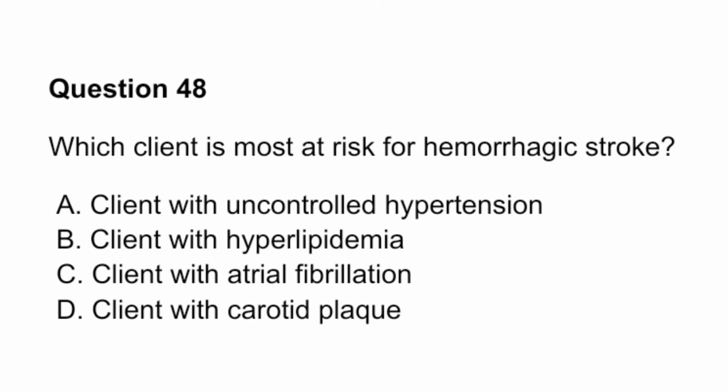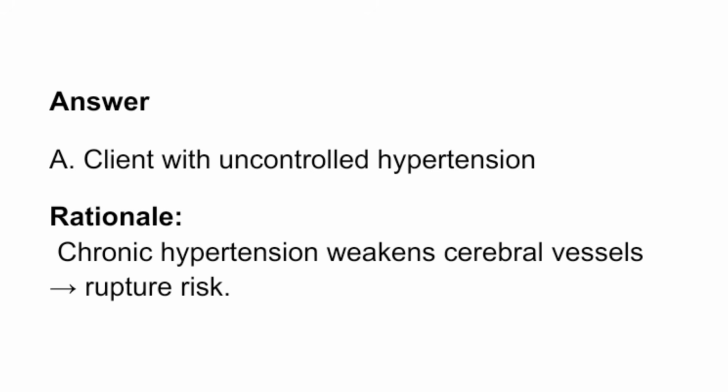Question 48. Which client is most at risk for hemorrhagic stroke? A. Client with uncontrolled hypertension. B. Client with hyperlipidemia. C. Client with atrial fibrillation. D. Client with carotid plaque. The answer is A. Client with uncontrolled hypertension. Rationale: chronic hypertension weakens cerebral vessels, increasing rupture risk.